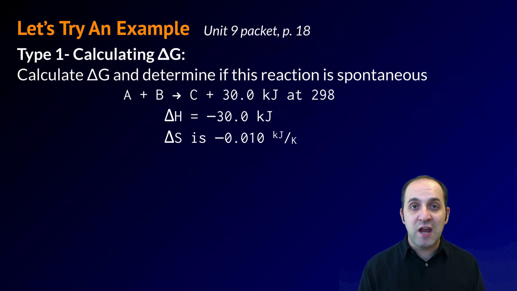This example is from page 18 of your Unit 9 packet. This is what we'd just consider calculating delta G. So calculate delta G and determine if this reaction is spontaneous. Pause the video and try it on your own, and then when you're ready, we'll go through it together.